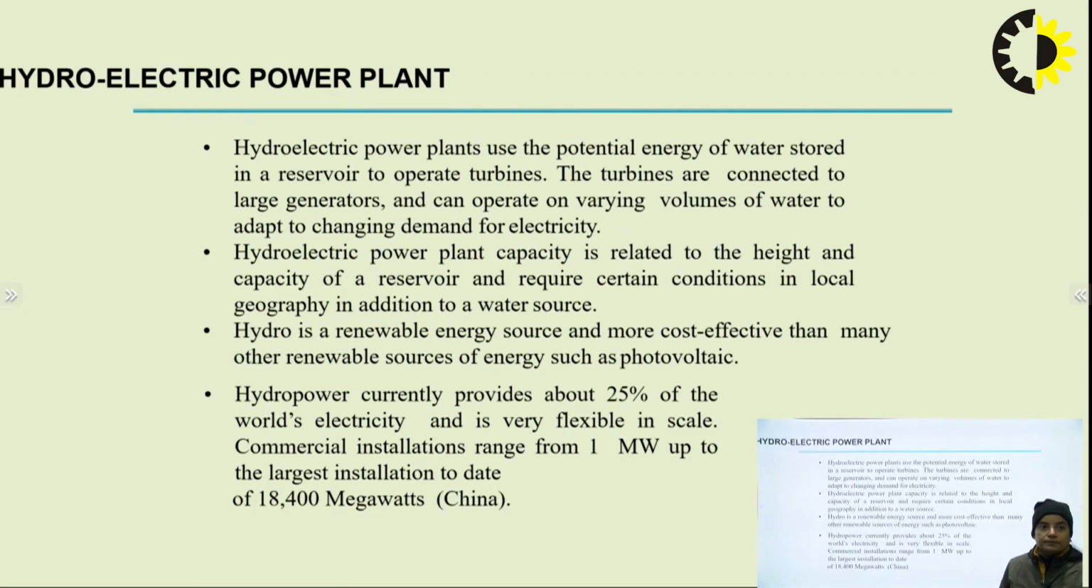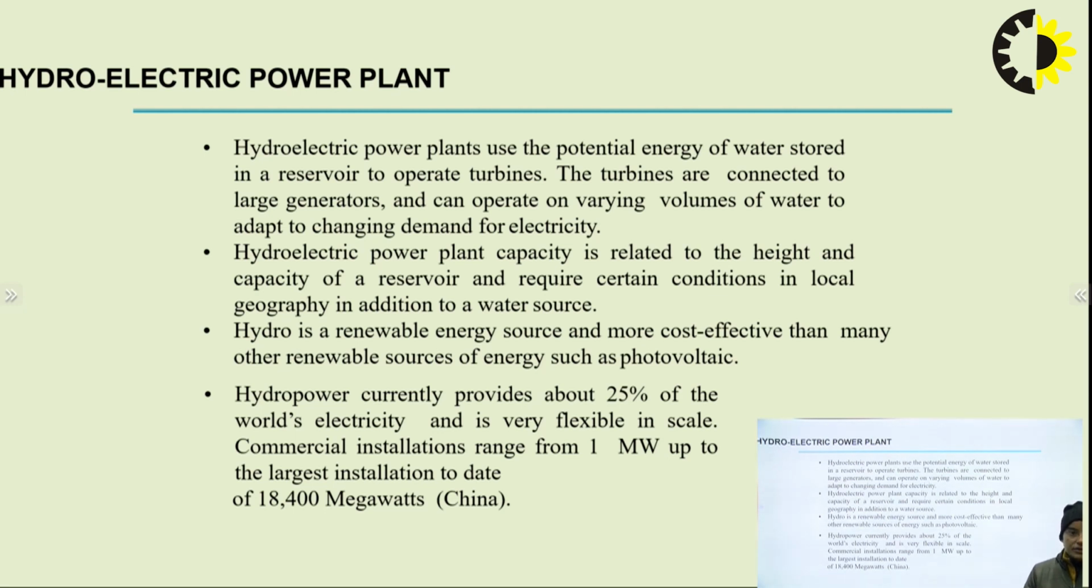So a hydropower plant uses the potential energy of water stored in a reservoir to operate turbines. The turbines are connected to large generators and can operate on varying volumes of water to adapt to changing demand for electricity. Hydroelectric power plant capacity is related to the height and capacity of a reservoir and requires certain conditions in local geography in addition to a water source.